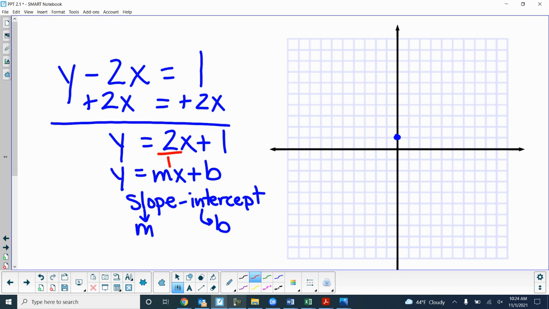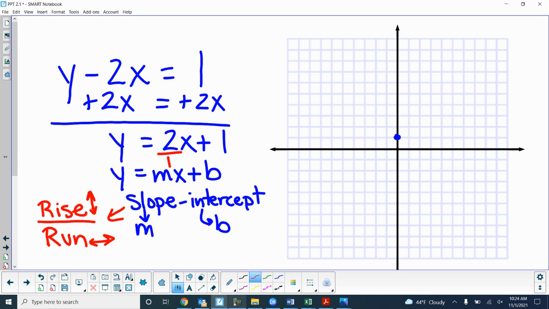What's another thing we talk about for slope? You guys remember seeing that before? Or hearing that? Rise over run. Rise is up and down, and run is right and left. Positive rise is up, negative rise is down. Positive run is right, negative run is left. We all know that, right?